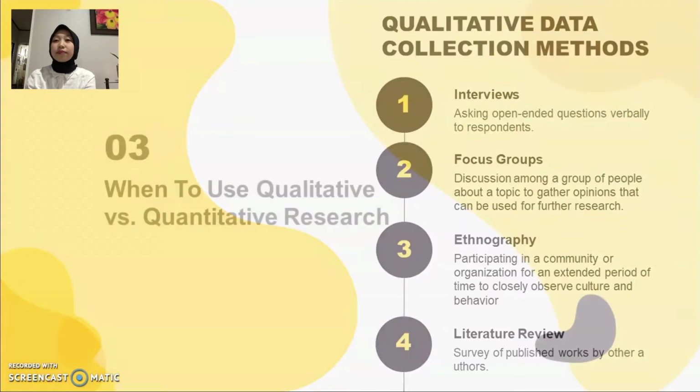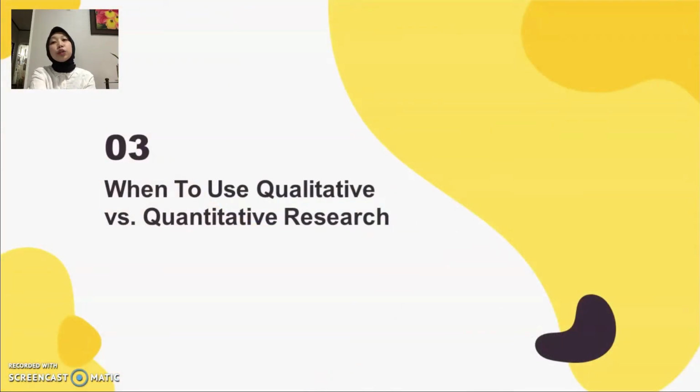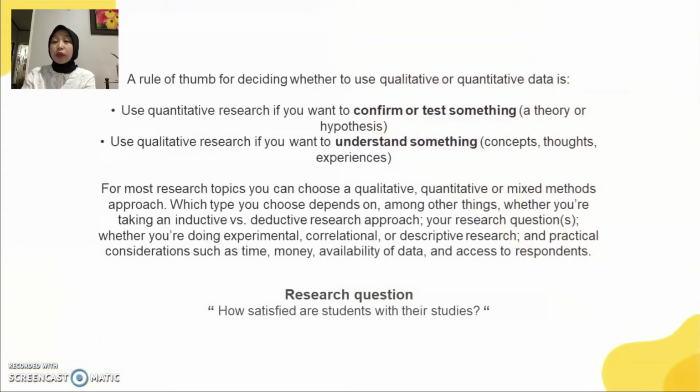The third content is about when to use qualitative versus quantitative research. A rule of thumb for deciding whether to use qualitative or quantitative data is: use quantitative research if you want to confirm or test something, for example a theory or hypothesis, and use qualitative research if you want to understand something, for example concepts, thoughts, experiences. For most research topics, you can choose a qualitative, quantitative, or mixed methods approach.